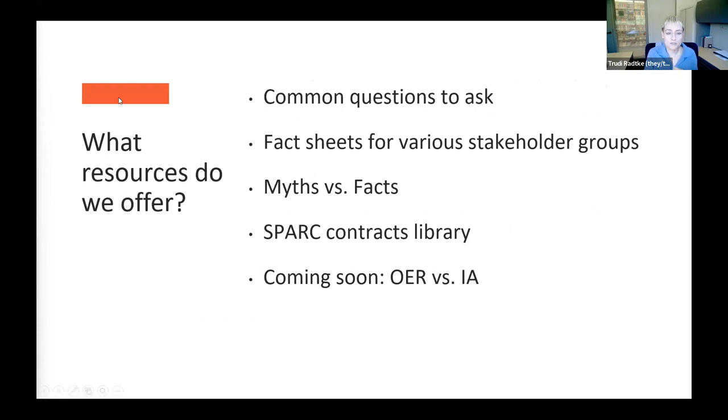We offer a ton of resources on our site. We have the fact sheets for various stakeholder groups, the myths versus facts, and PDFs of all those slides I just briefly went through that spell it out at more length, along with common questions you can ask. We also have a SPARC contract library. We've collected contracts from over 150 schools across the country that are currently using inclusive access programs, and we've made those contracts available to you so that you can scan them, see what kind of deals other schools are getting, and see how they're setting up security. We can also work with you if you're considering onboarding one of these programs.